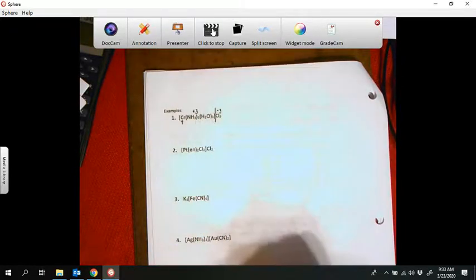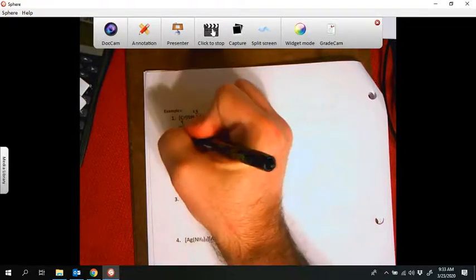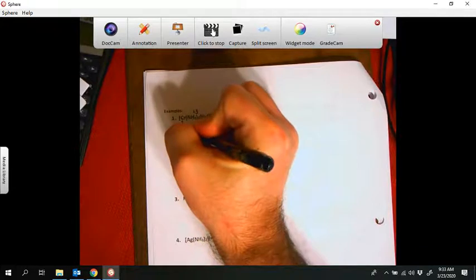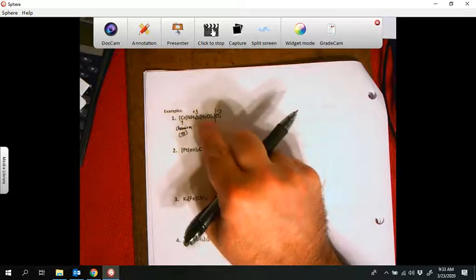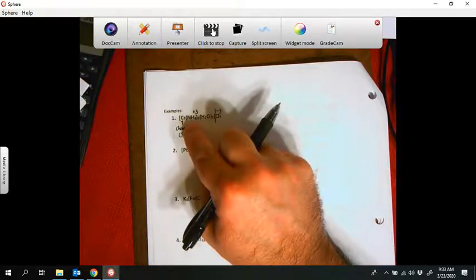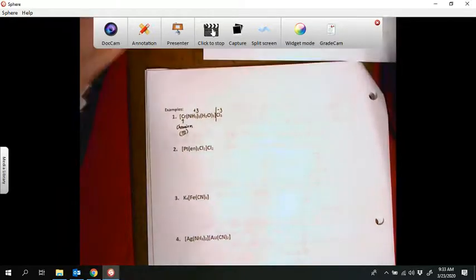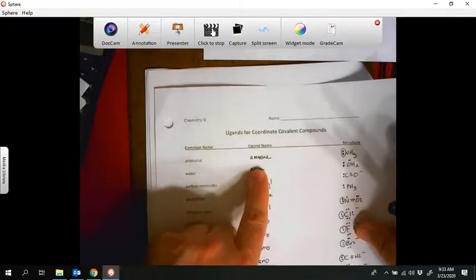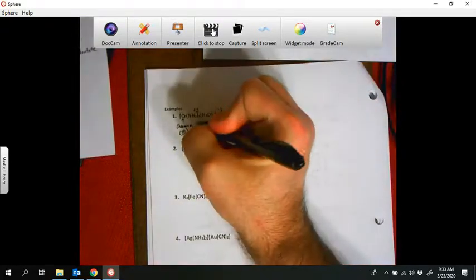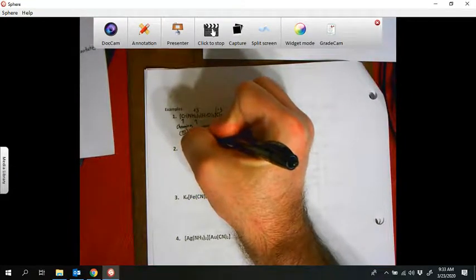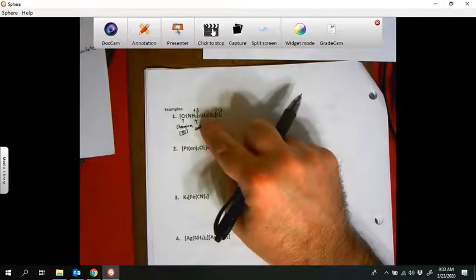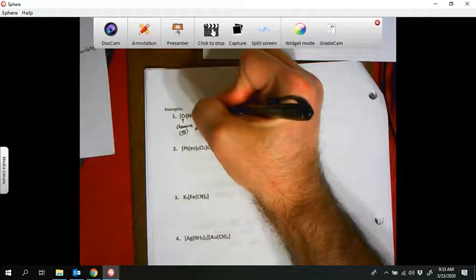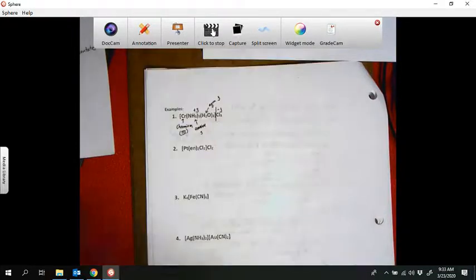And since the metal is in the cation, we give it its full name. So it's chromium, and then we have a Roman numeral 3. NH3 and H2O are both ligands. With NH3, we're going to look up its ligand name on our list. NH3 is amine. There are 3 of them, so that is an amine group, and we have 3. Water on our ligand list is called aqua, and there are 3 of those.